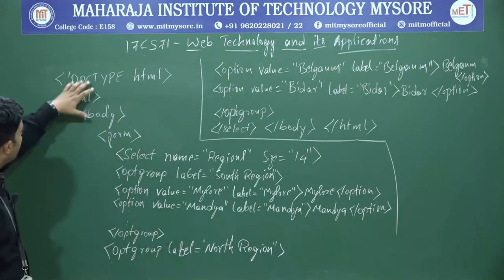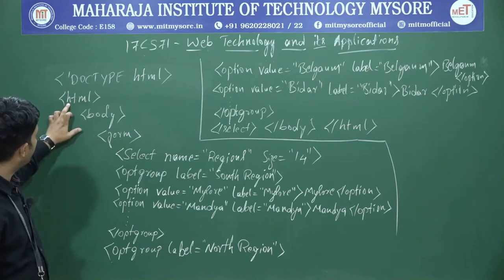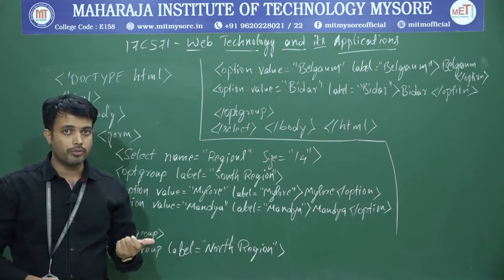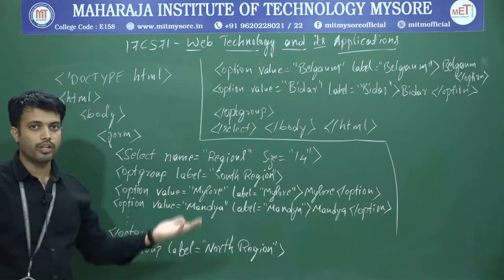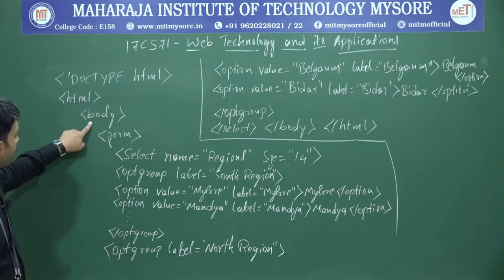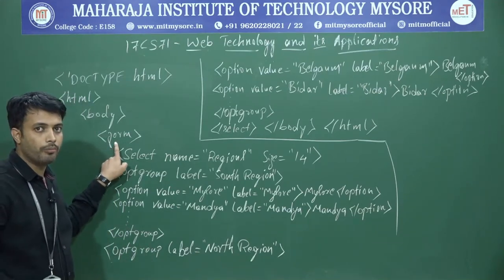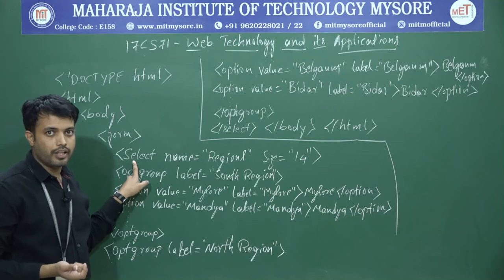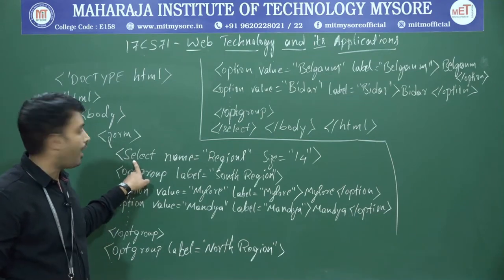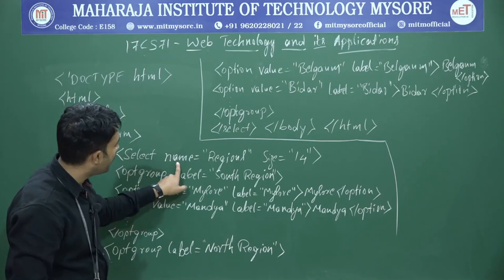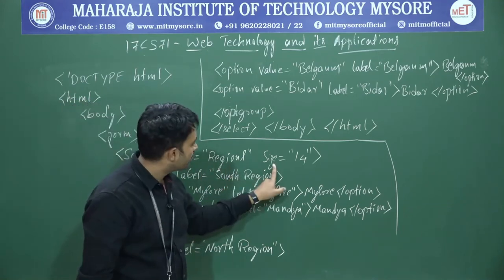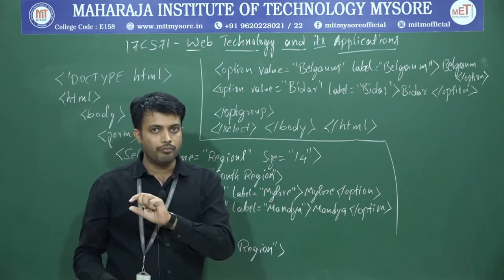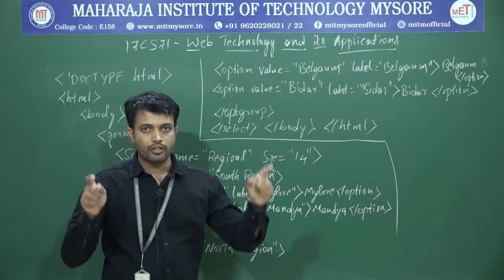As usual our program starts with type HTML, within that the HTML body tag. Here I have skipped the head tag, because it's optional; without that also we can write a program. Next is the body. Within the body I have opened a form, because select is a form input control tag. Within that select I have used name equals regions, and size equals 14. That means at a time you can see 14 characters in that drop down list.